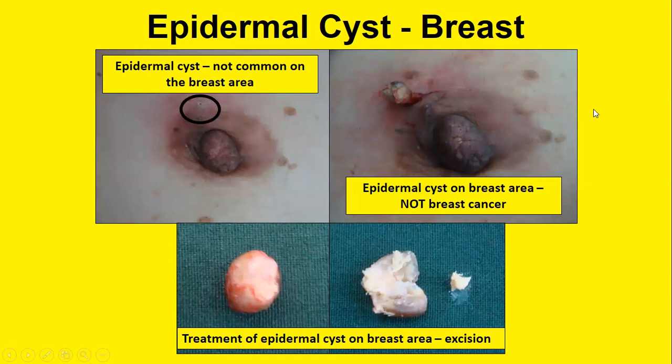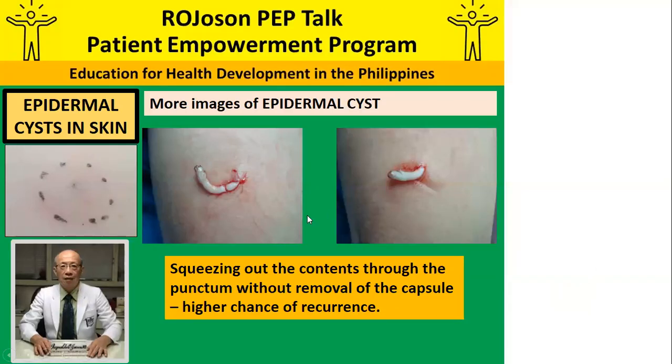Okay. So epidermal cyst is not common in the breast area, but it can occur there. So epidermal cyst should not be mistaken for a breast cancer, and treatment of epidermal cyst on the breast area is an excision. More pictures: squeezing out the content through the punctum, the opening, without removal of the capsule. As mentioned, this is the so-called incision and drainage. There is a higher chance of recurrence compared to excision of the entire capsule and the cyst.